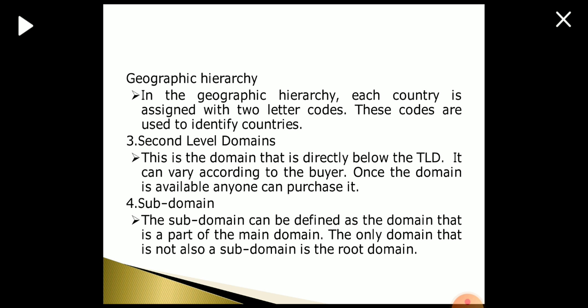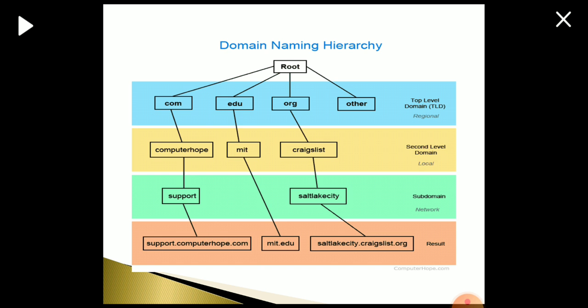Now last, subdomain. A subdomain can be defined as a domain that is a part of the main domain. The only domain that is not also a subdomain is the root domain. Now this is the diagram in which I am showing the DNS hierarchy. First is root, second is top level domain, then next is second level domain, then next is subdomain, and finally is the result, or we can say this is the URL.